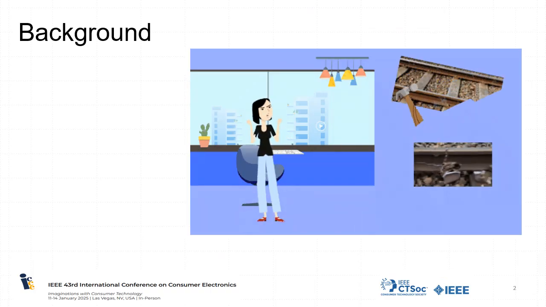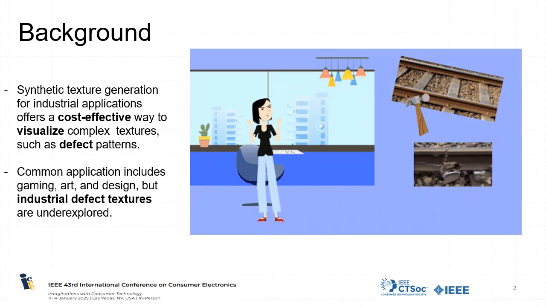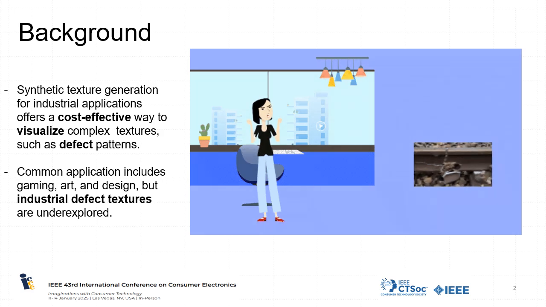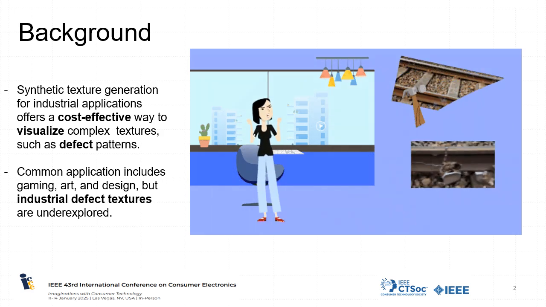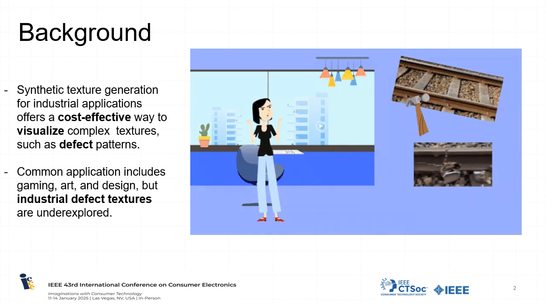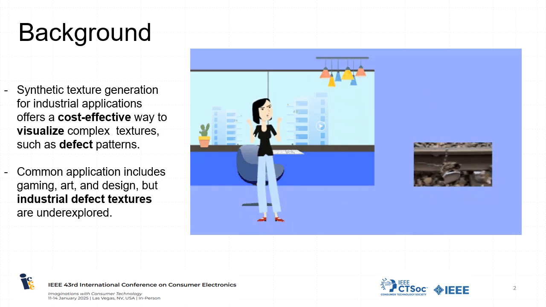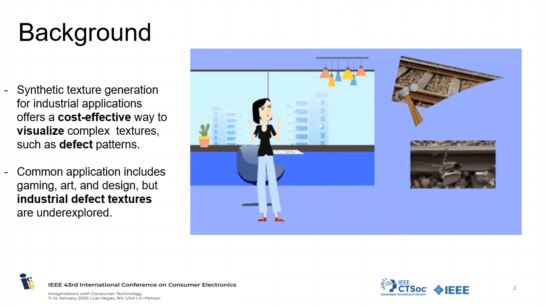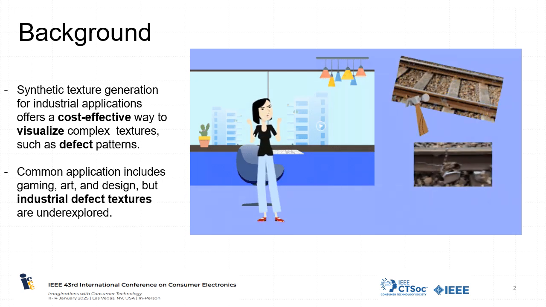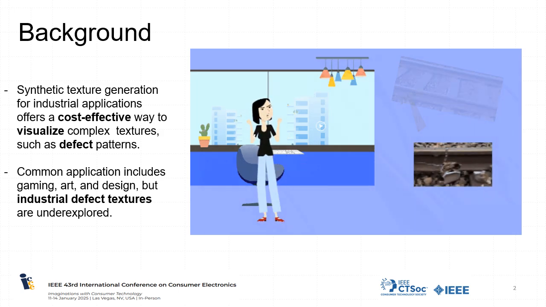Now, synthetic texture generation is already transforming fields like gaming, art, and design. However, its potential in industrial applications, particularly for visualizing complex defect patterns, remains unexplored. Imagine being able to quickly and easily generate realistic textures of cracks, corrosion, or other defects on a variety of materials. This capability can be incredibly helpful for a wide range of purposes, from training and simulation to product development as well as quality control.